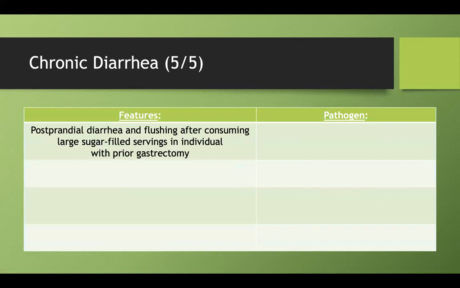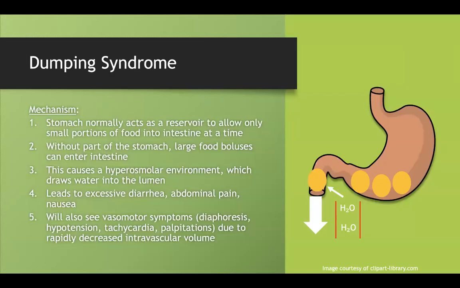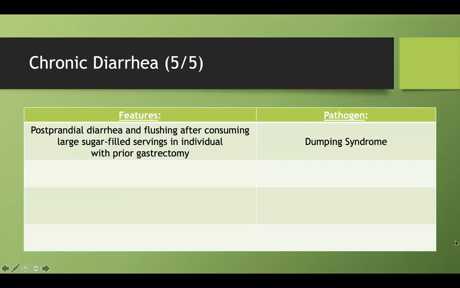All right, and what if you see somebody who has postprandial diarrhea and they get facial flushing after consuming large sugar-filled servings in somebody who had a recent gastrectomy or some gastrectomy in the past? So that's describing dumping syndrome, which we've already talked about. And all I want to mention here, I don't want to go over the entire pathogenesis, but basically you have so much solute here rushing into your intestines, and that'll form an osmotic diarrhea. So you'll get excessive diarrhea, and that's why you have to eat in smaller portions to avoid that.